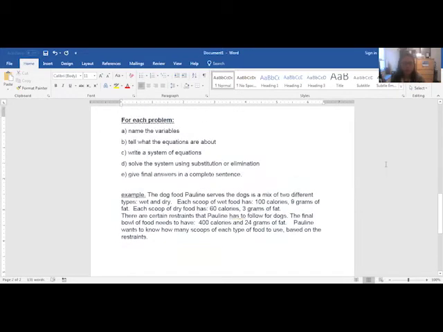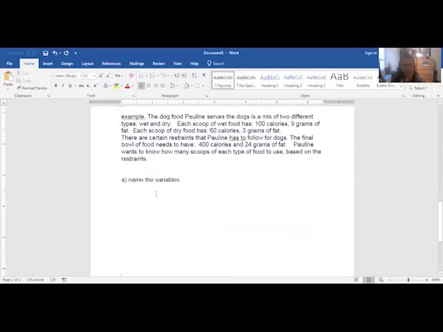In our example here, the dog food Pauline serves the dogs is a mixture of two different types, wet and dry. Each scoop of wet has 100 calories, 9 grams of fat. Each scoop of dry has 60 calories and 3 grams of fat. There are certain restraints that Pauline has to follow for dogs. The final bowl of food needs to have 400 calories and 24 grams of fat. Pauline wants to know how many scoops of each type to use based on the restraints.